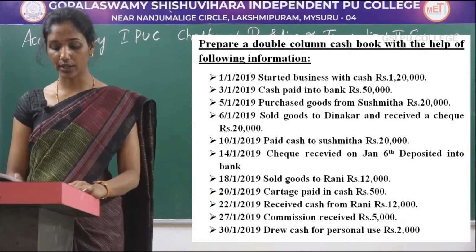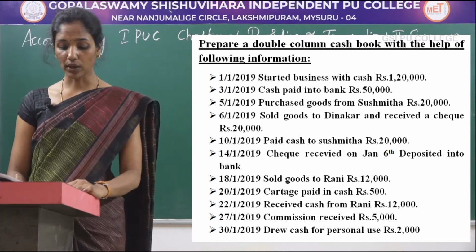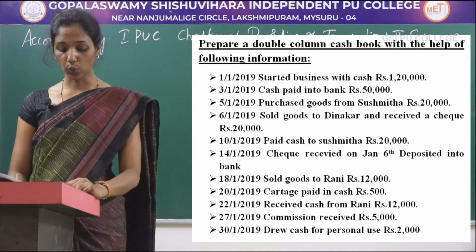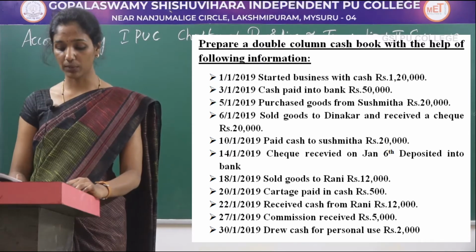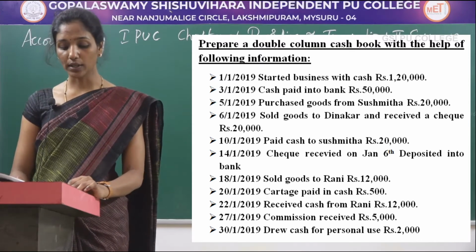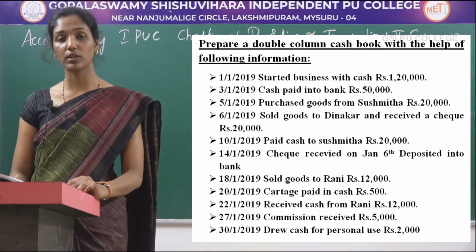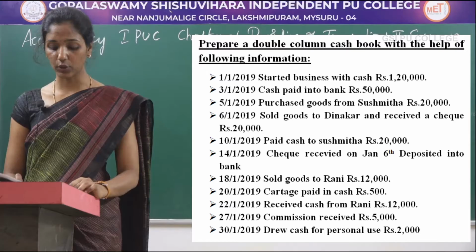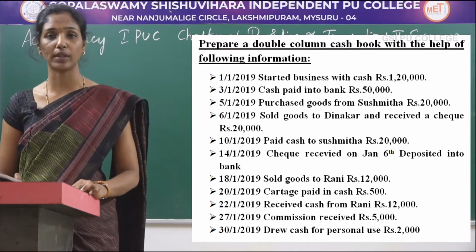18/1/2019 sold goods to Rani rupees 12,000. 20/1/2019 cartage paid in cash rupees 500. 22/1/2019 received cash from Rani rupees 12,000. 27/1/2019 commission received rupees 5,000. 30/1/2019 drew cash for personal use rupees 2,000.